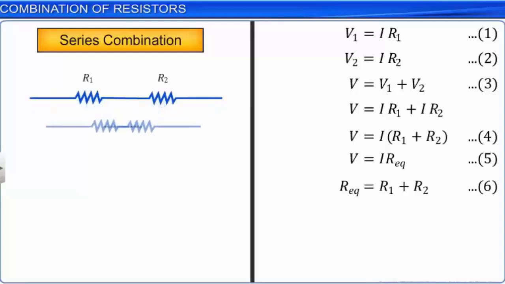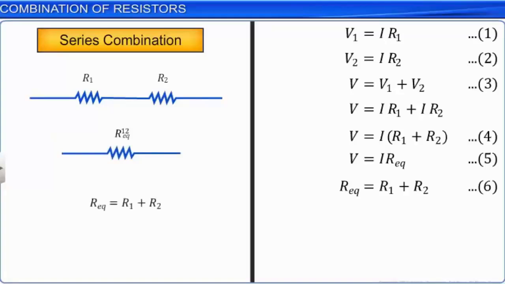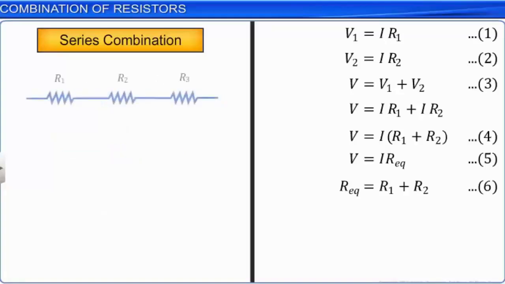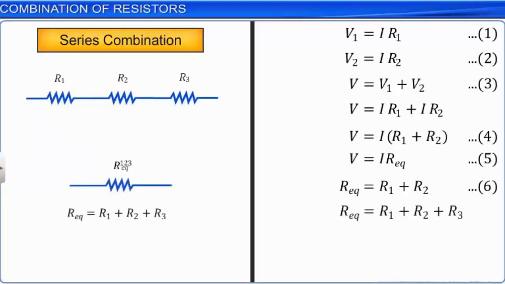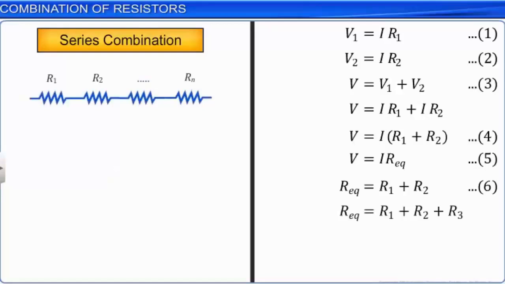When three resistors of resistances R1, R2 and R3 are connected in series, the equivalent resistance for this combination is equal to R1 plus R2 plus R3. We can extend this to a series combination of n number of resistors with resistances R1, R2 and so on up to Rn. The equivalent resistance of this combination is equal to R1 plus R2 and so on up to Rn.